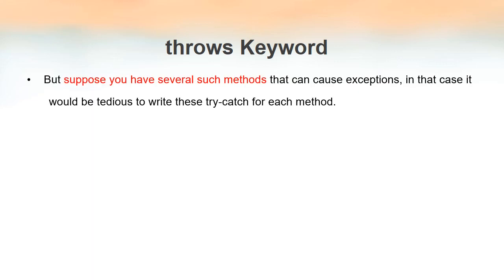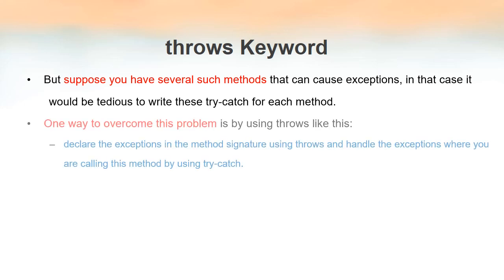Now what if we have multiple methods like that? We have several other methods like myMethod1, and as in the previous slide, several other methods which are capable of generating exceptions. If we try to write try and catch blocks in those methods also, the length of the program will be huge. The number of lines of code will be very huge, and it will become very tedious to write these try and catch blocks in all these methods. So instead of writing all this try and catch block in each of these methods, we'll be declaring the exceptions in the method signature using the throws keyword.